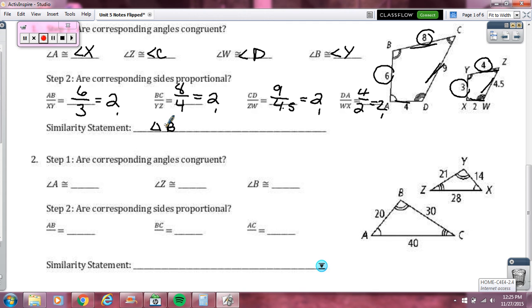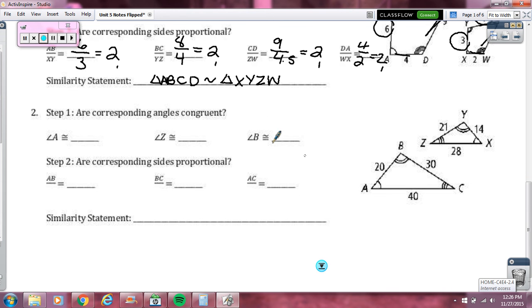So I do have two similar shapes. I've got ABCD similar to XYZW. So those two are similar. They're not the same size, but they are the same shape. Why don't you try out number 2, see how you do.